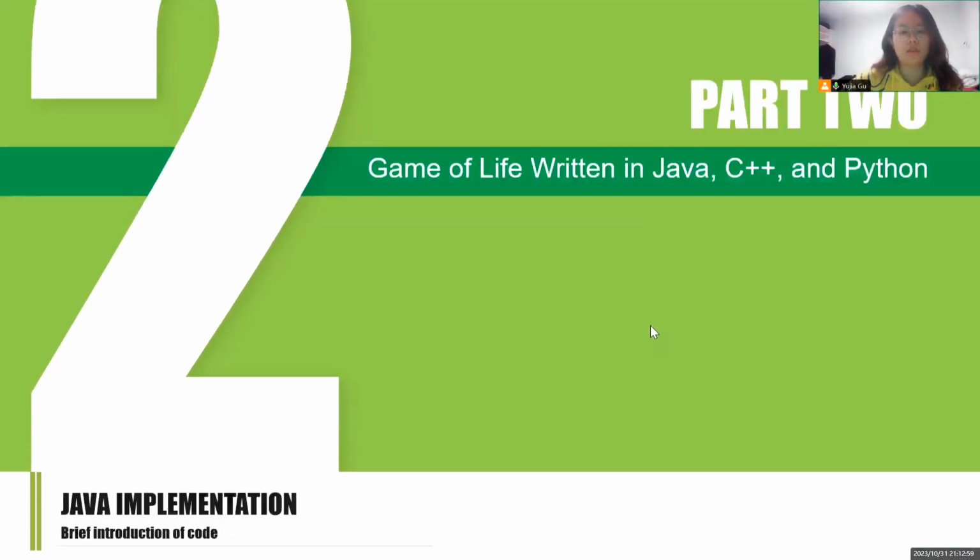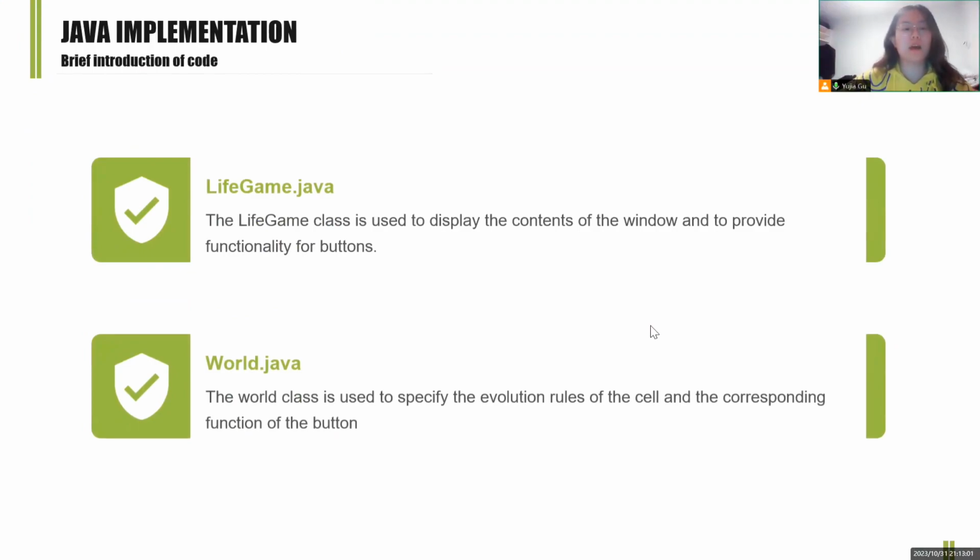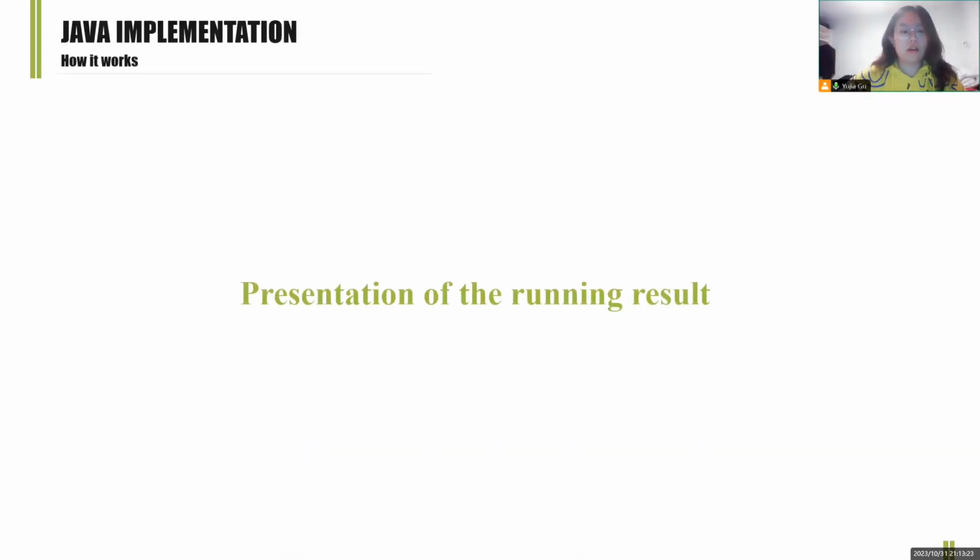Now is our part 2, implementation of Game of Life in Java, C++, and Python. And now let me introduce our Java program. There are 2 Java classes in this program. The LiveGame class is used to display the contents of the window and to provide functionality for buttons. And the World class is used to specify the evolution rules of the cells and the corresponding function of the buttons. Now let me show you our running results.